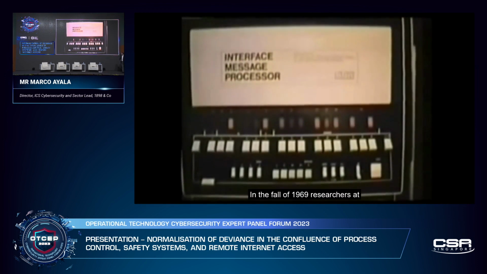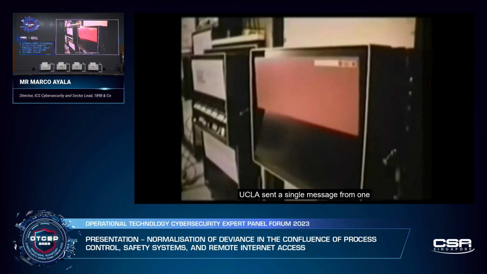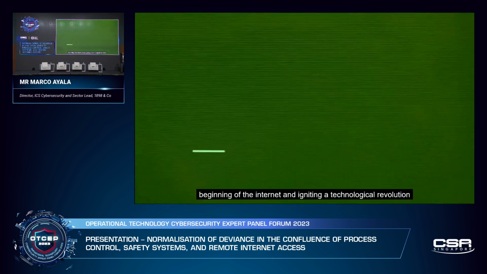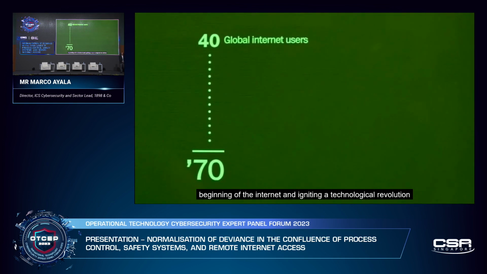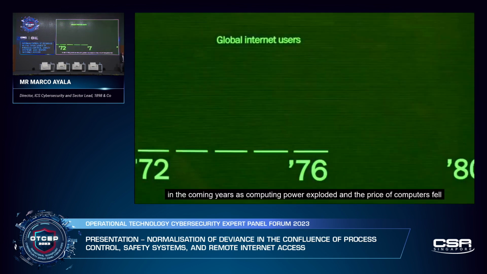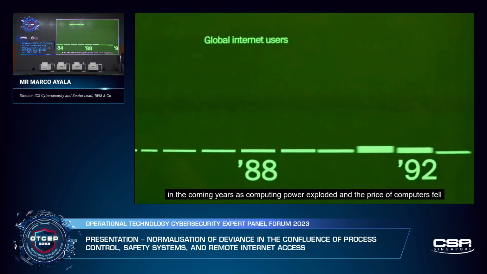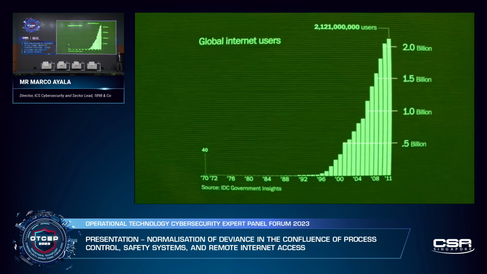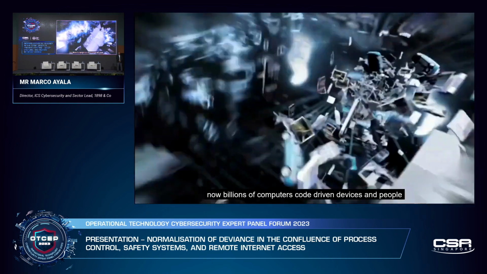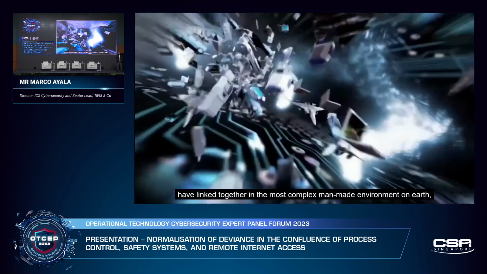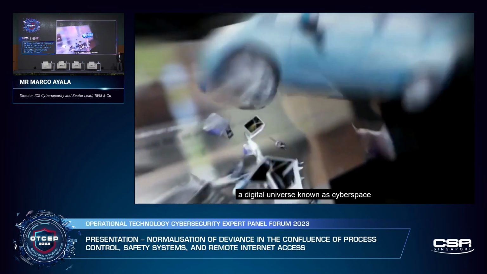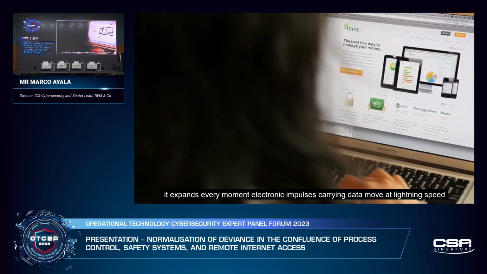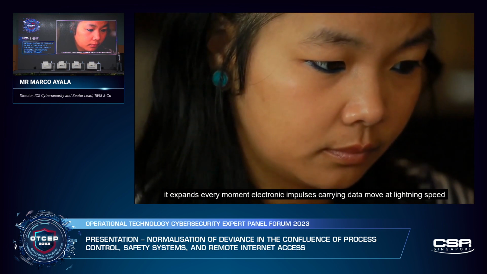In the fall of 1969, researchers at UCLA sent a single message from one computer to another, signaling the beginning of the internet and igniting a technological revolution. In the coming years, as computing power exploded and the price of computers fell, hundreds of millions of people connected to the internet. Now, billions of computers, code-driven devices, and people have linked together in the most complex man-made environment on Earth, a digital universe known as cyberspace. It expands every moment. Electronic impulses carrying data move at lightning speed.